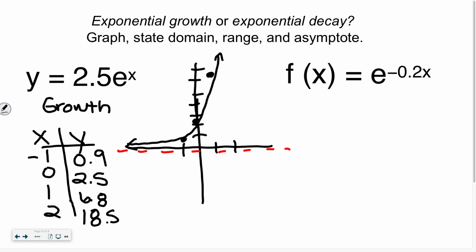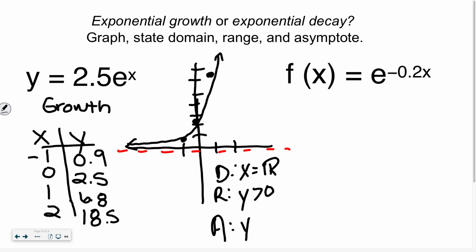Okay, now it does ask you to do domain, range, and asymptote. So what do you say for domain? All real numbers. Yeah. What do you say for range? Y is greater than 0. And asymptote? Awesome. Okay, so far those things haven't really changed for us.